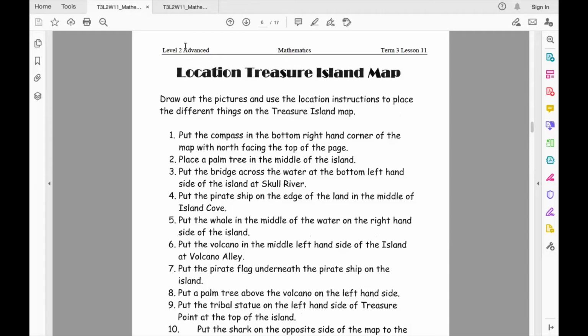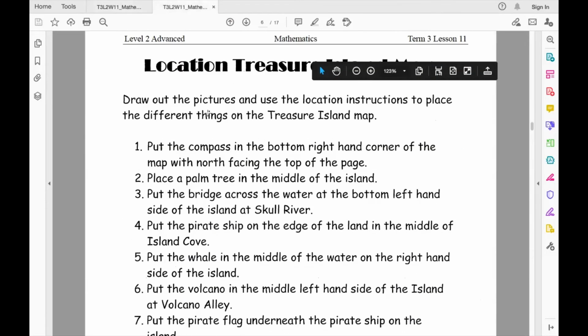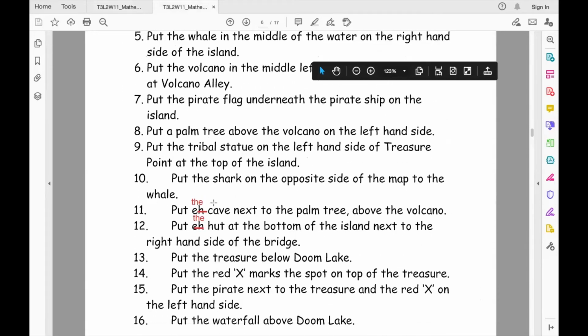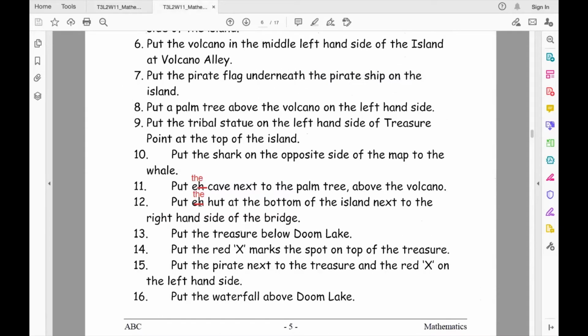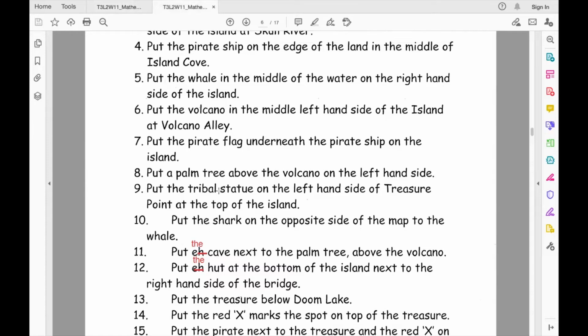Actually, we might move on to this version of it. Just making sure this was meant to be these two for 11 and 12. We must have forgotten to fix that.